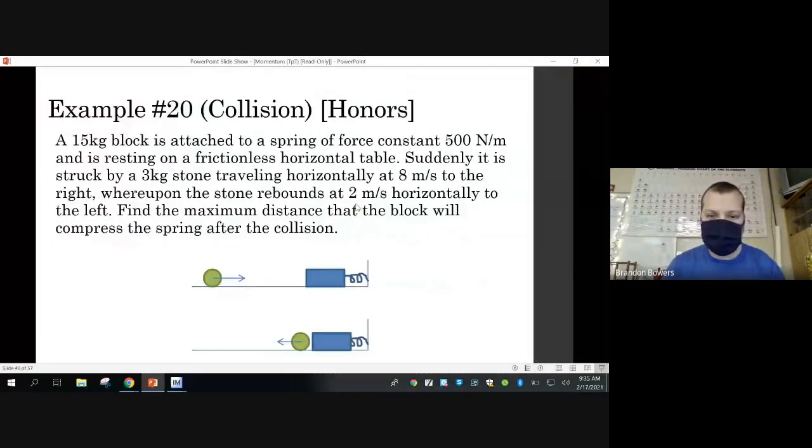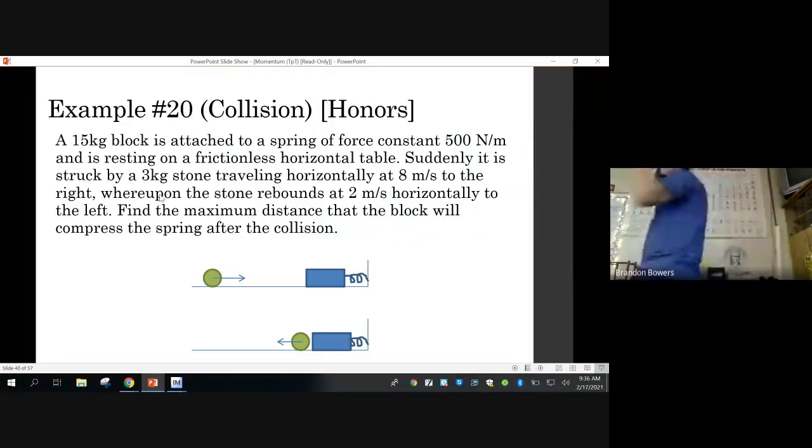All right, so frictionless horizontal table. Suddenly, it is struck by a 3 kilogram stone traveling horizontally at 8 meters per second, whereupon the stone rebounds at 2 meters per second horizontally to the left. Find the maximum distance the block will compress the spring.